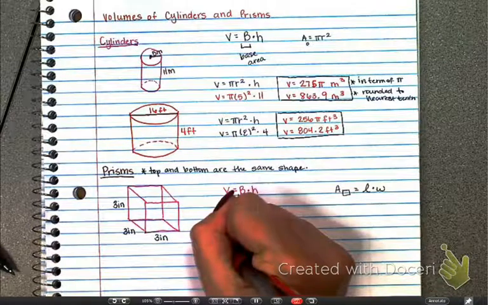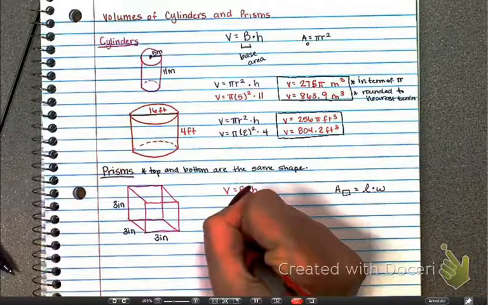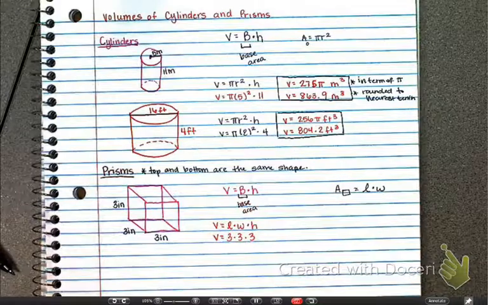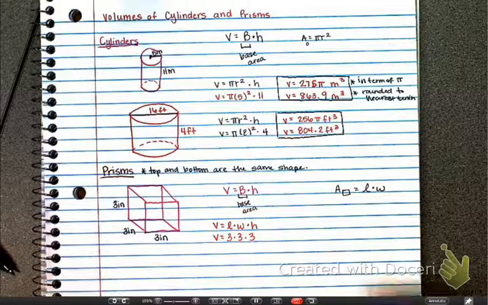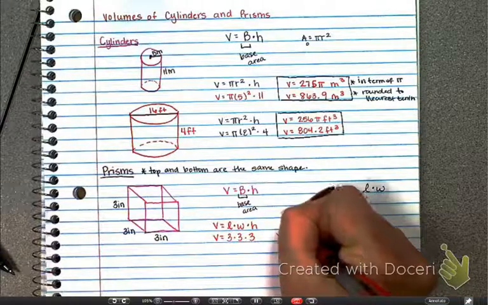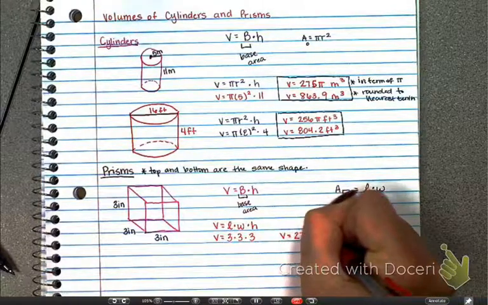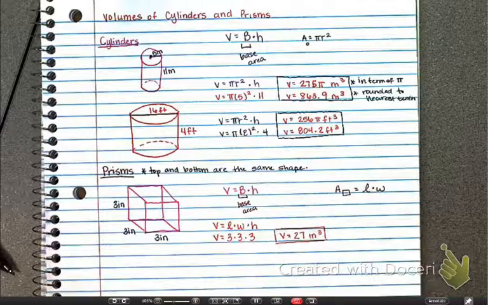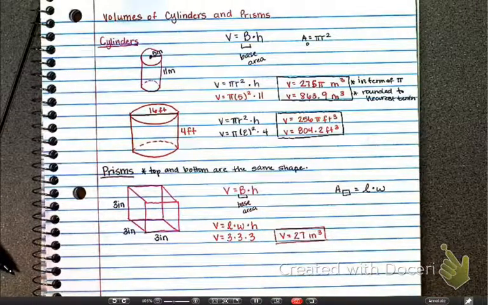What is my length? 3. What is my width? What is my height? 3 times 3 times 3 gives me 27 inches cubed. You don't have to worry about rounding because there is no pi in your answer because you're not dealing with circles and they're all whole numbers.